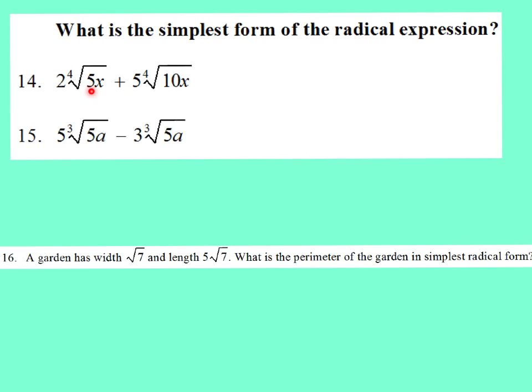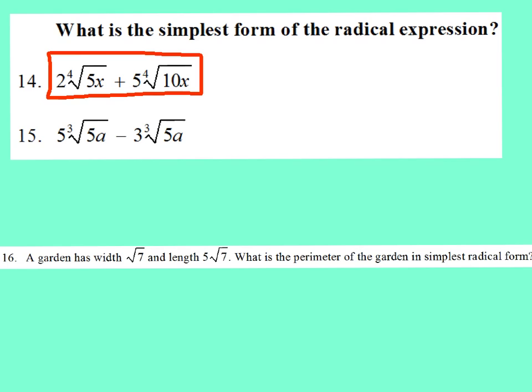5 though is prime, so that's not going to change. And 10 breaks down into just 2 and 5. And you need a group of 4 to come out. So we don't have a way to simplify either of these. So this actually is our simplest form here, and there's nothing we can do about it.